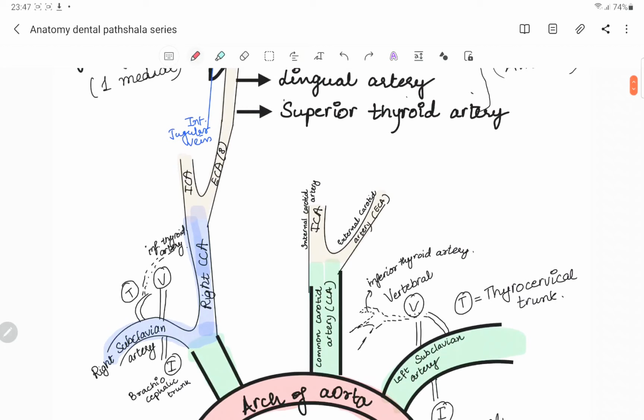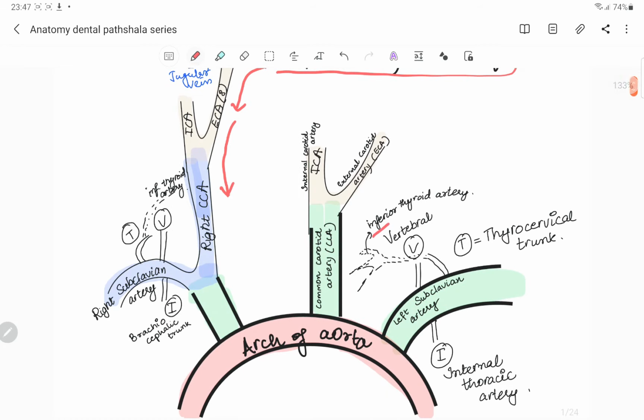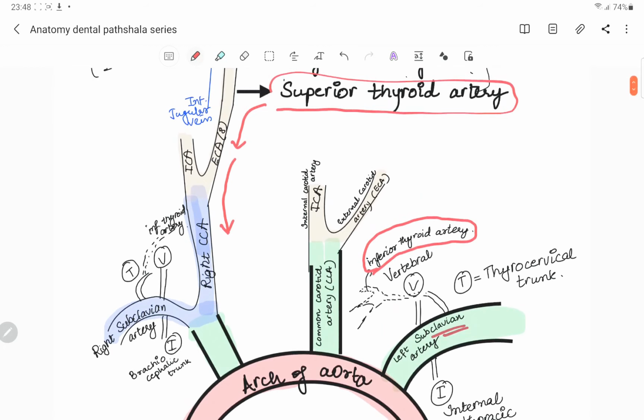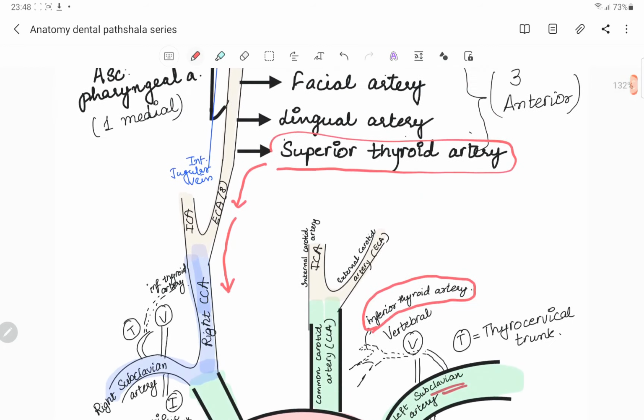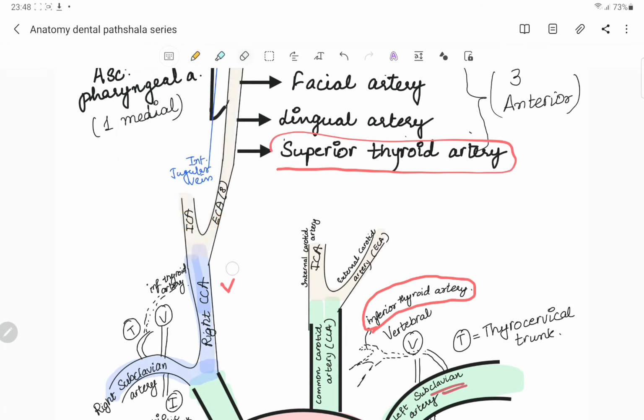We have also covered in that video that the superior thyroid artery is a branch of the external carotid artery, which is a branch of the common carotid artery, right? And we have also studied that the inferior thyroid artery is a branch of the subclavian artery. So the inferior thyroid artery arises from the subclavian artery, while the superior thyroid artery is the first branch of the external carotid artery. We have also studied that the vagus nerve is a nerve which accompanies this artery, right? So we have got the vagus nerve.